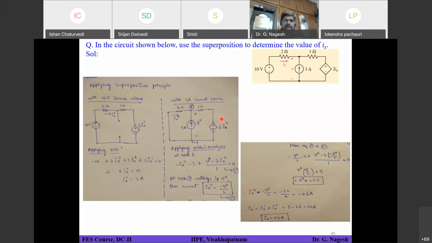What will be the current here? It is (V1 double dash minus 2 Ix double dash) divided by 1. That's all. This third term is nothing but this one. You understood, na?